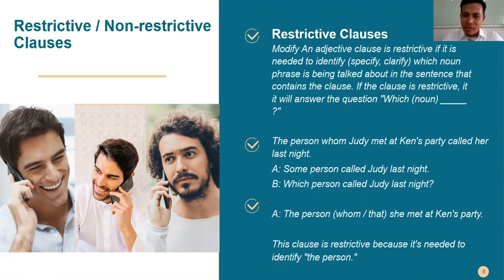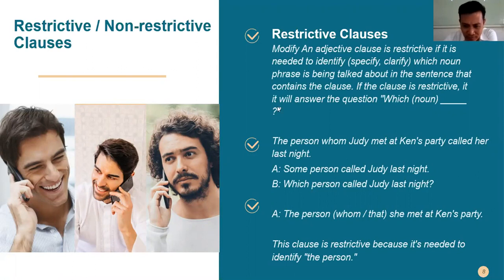For example, the person whom Judy met at Ken's party called her last night. Which is the adjective clause? Whom Judy met at Ken's party, right? That is the adjective clause. In this case, it's called a restrictive clause, and we cannot drop it. If we erase it, and say only the person called her last night, who is the person? We are still wondering. We are still questioning who the person is.